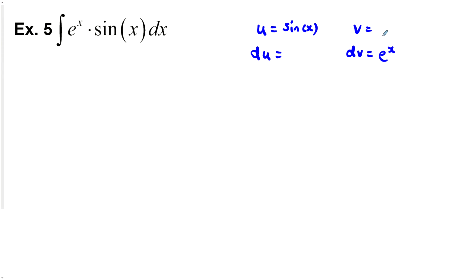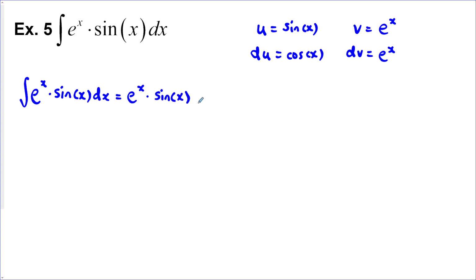So the antiderivative of e to the x is e to the x, and the derivative of sine x is cos x. Now let's just see what happens. So we've got the integral of e to the power of x times sine x dx is equal to uv. So that would be e to the power of x sine x minus the integral of v du. So that's e to the power of x times cos of x dx. Now that looks very similar to what we started with. So it didn't really get any simpler.